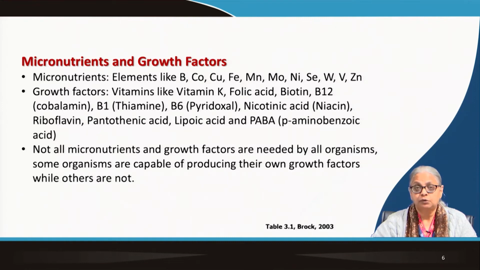Cobalt is part of vitamin B12. Copper is used in respiration as part of cytochrome C oxidase. In photosynthesis, it is used in plastocyanin, and it's also part of superoxide dismutase. Iron is part of the cytochromes, catalases, peroxidases, the iron sulfur proteins, the oxygenases and all nitrogenases.